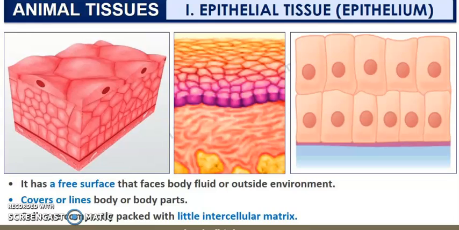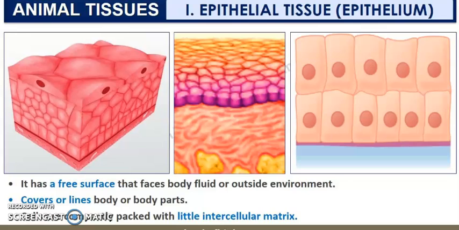Let us start with the first type of tissue, that is epithelial tissue. It is also called epithelium or epithelia. Let us first learn about its structure and how it is present, and then we will learn about its types. Some common features are seen in this epithelial tissue.